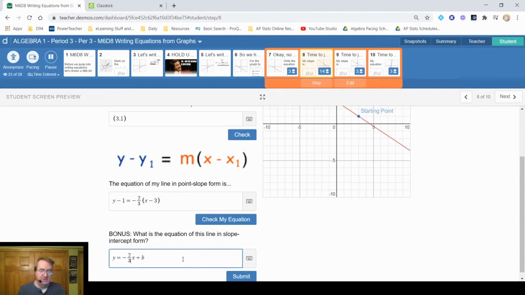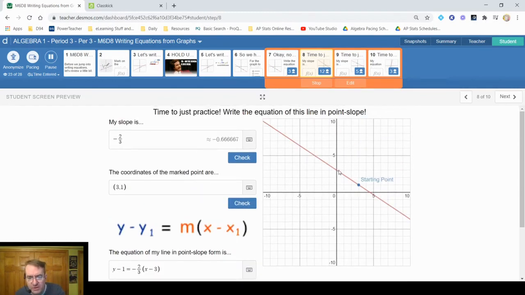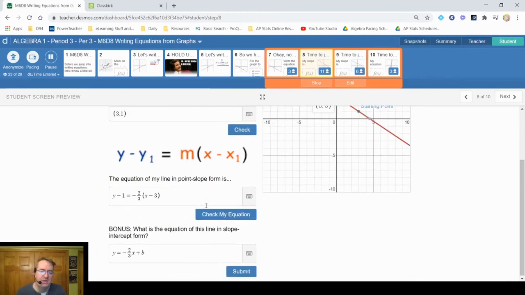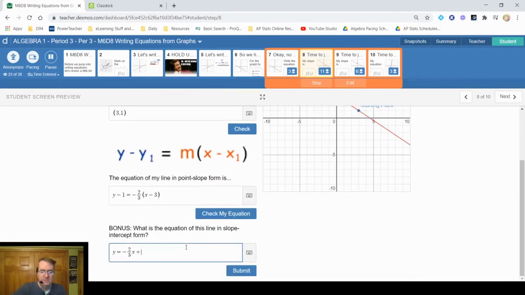Yeah, it should be M60. Wait a second. It should be M68. And then you're going to go over here. And then you say, well, wait, what's my y-intercept? Oh, wait, it's right there. Ooh, wait. Oh, it's 3. Okay, so then I can just say plus 3. And that's your bonus. Okay?